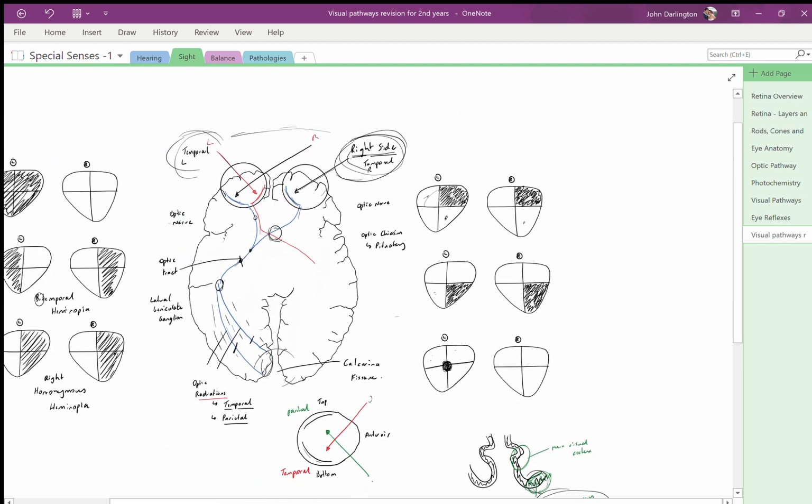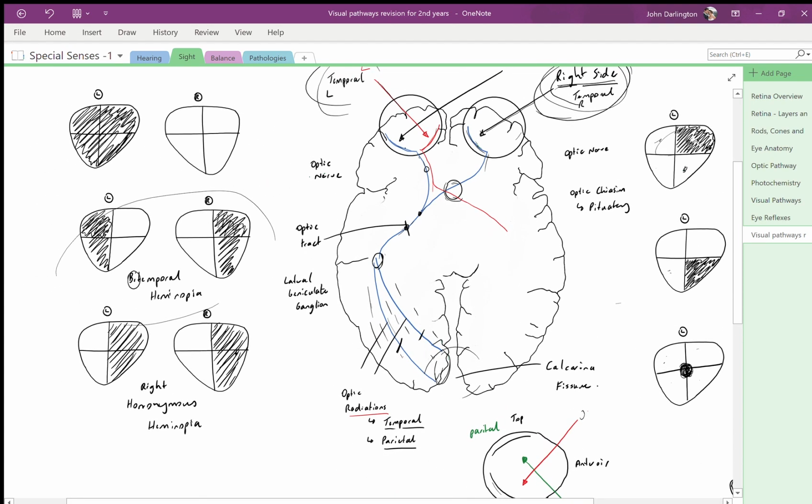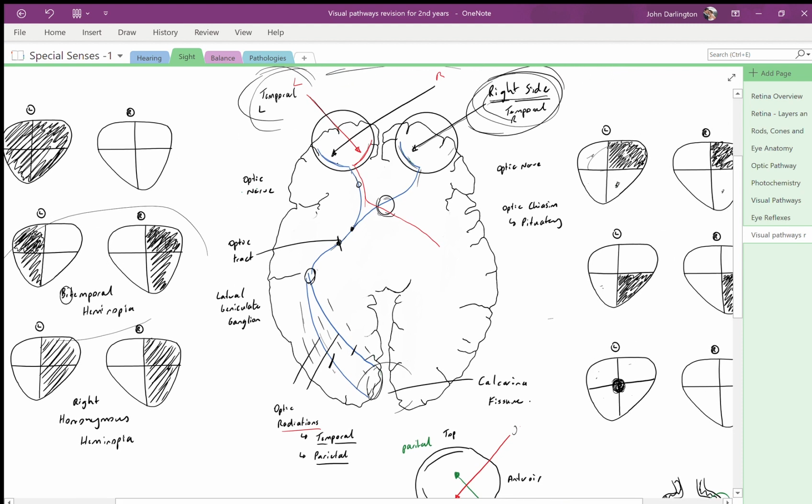I know it looks really messy just now, but the main thing I would really learn is your bitemporal hemianopia. That comes up, and the main thing to understand is that you can potentially just have a quadrant which is taken out, but if it's on both sides and on the temporal sides, it's always going to be the optic chiasm that's affected. The reason I say that is because in my second year exam we had a visual field defect that just had the upper quadrants on both temporal sides affected, and everyone got a bit scared. But the point is that if it's on both temporal sides, it has to be where these cross over, and so it has to be the optic chiasm.